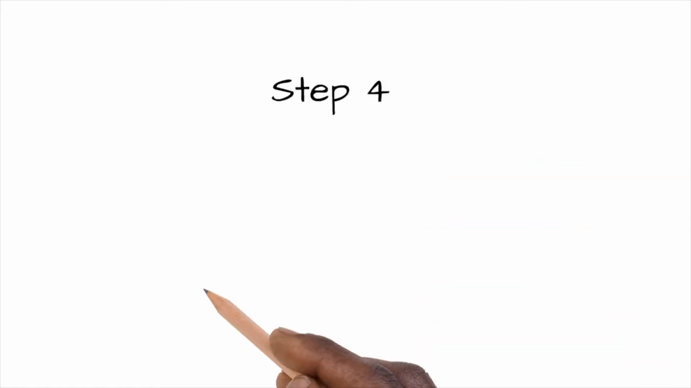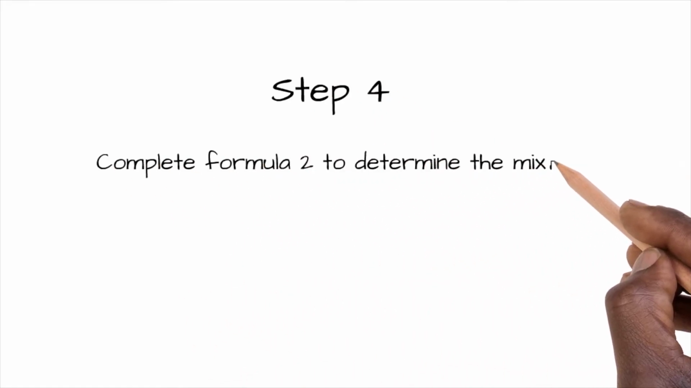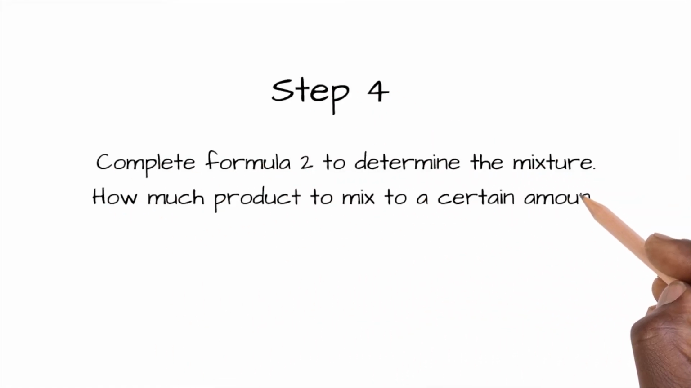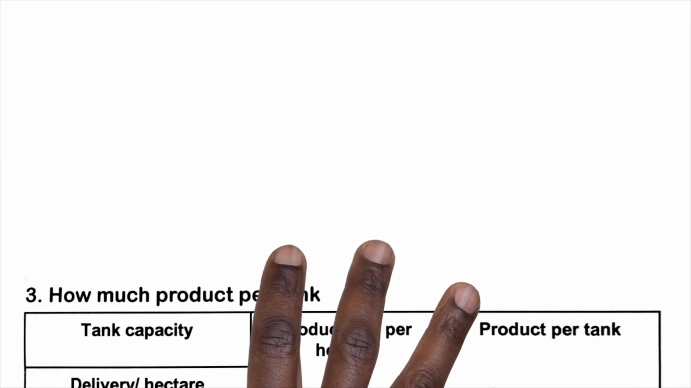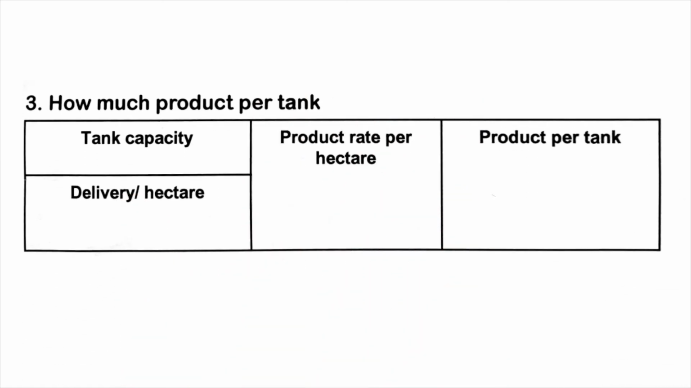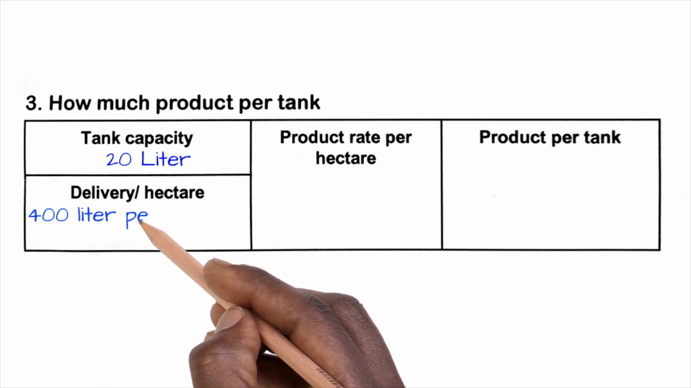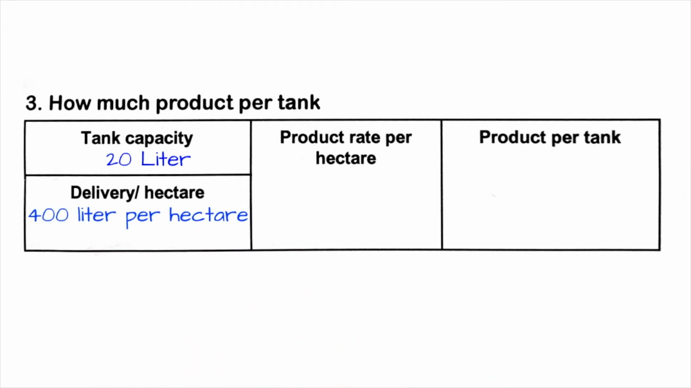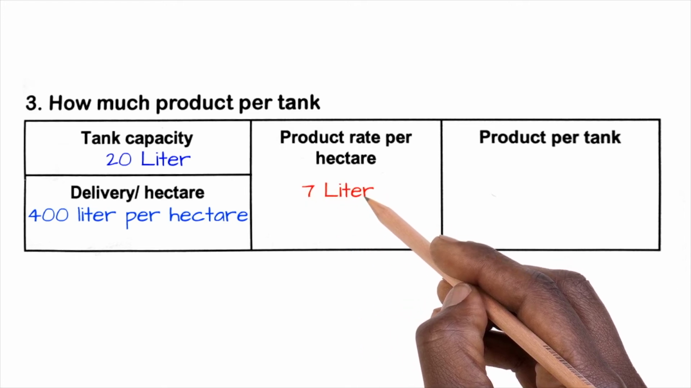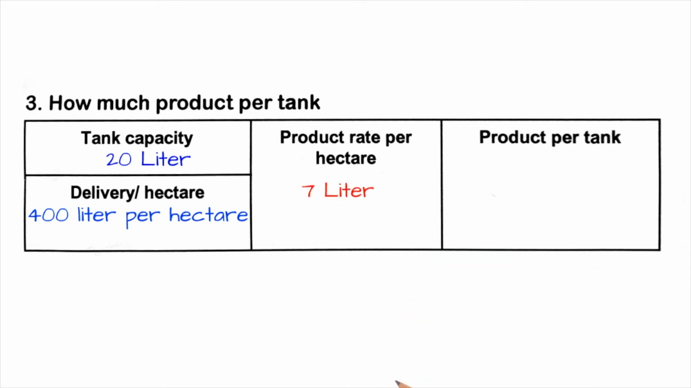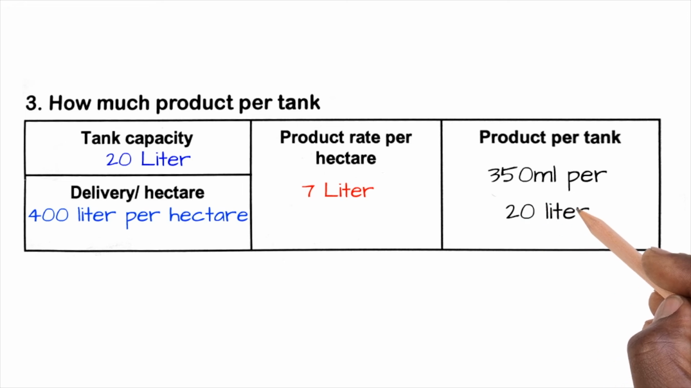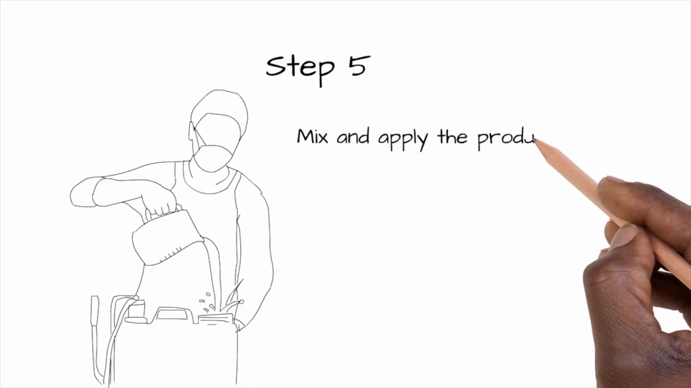Step 4. Complete Formula 2 to determine the mixture. How much product to mix into a certain amount of water. Next, we'll draw up a table of how much product per tank. We know our tank capacity is 20 liters and our delivery per hectare is 400 liters per hectare. We know according to the label that the product rate per hectare is 7 liters, and if we divide that, it comes down to 350 milliliters of product per 20 liters. Step 5. Mix and apply the product according to the calibration.